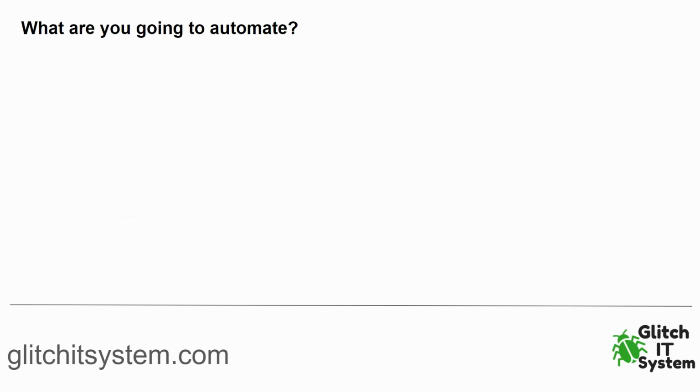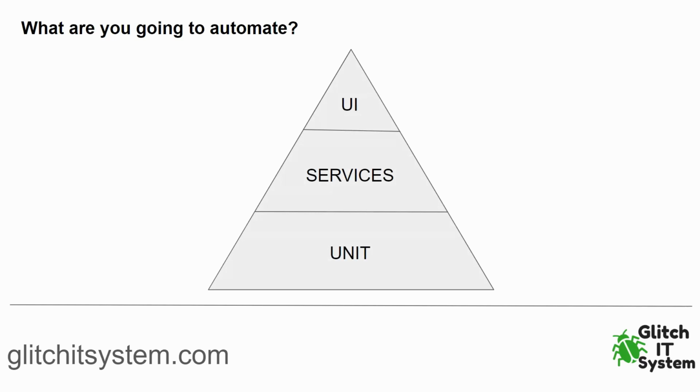Alright, so here's the question. What are you going to automate? So here is the testing pyramid as it relates to automation. You've probably seen this before if you've been in QA for a while and are looking into automation, but let me break it down a little bit. So it's a pyramid. So basically the bottom section here is unit testing.